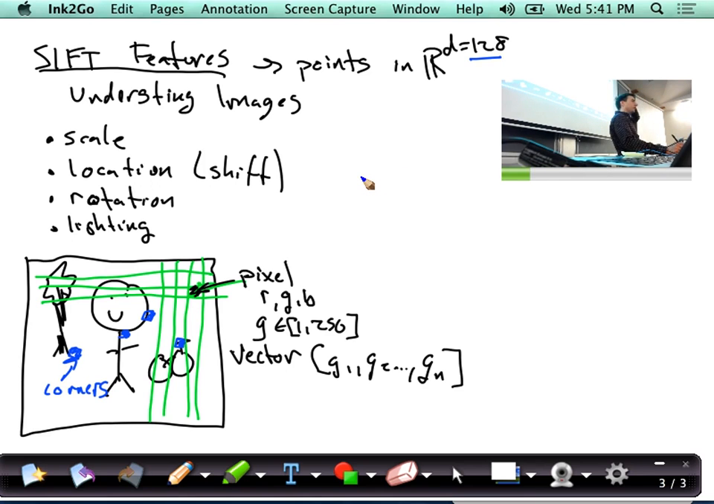So how many people have taken a class here in computer vision or image processing? A few of you have taken that? And do they talk about SIFT features there at all?